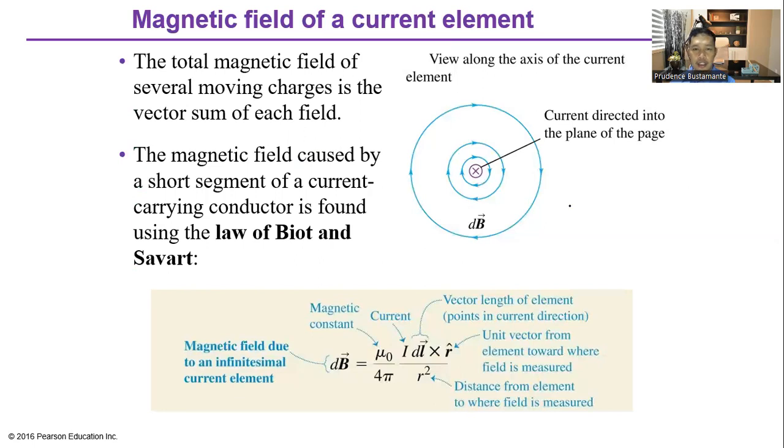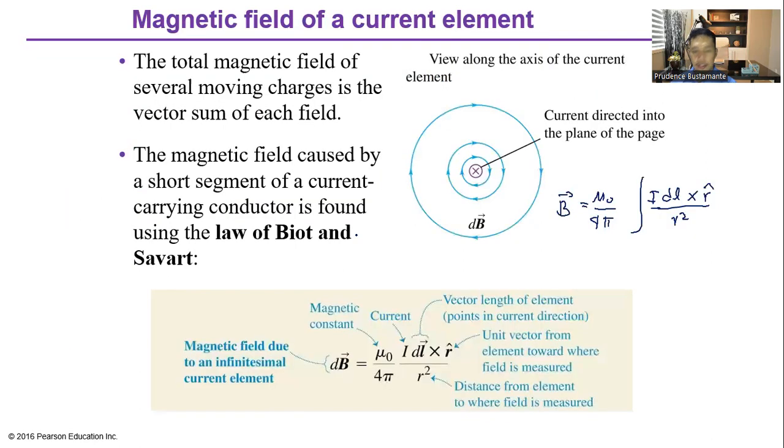So then the B is just equal to the integral of mu naught over 4 pi times the integral of I dl cross r hat over r squared. So what do we call this formula? We call this one the law of Biot and Savart. Okay, the Biot-Savart law.